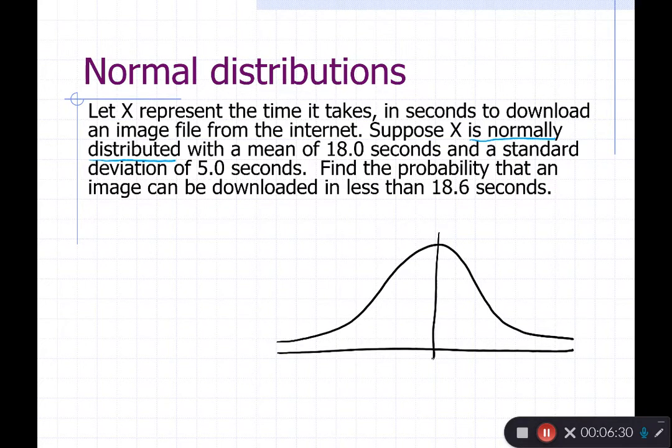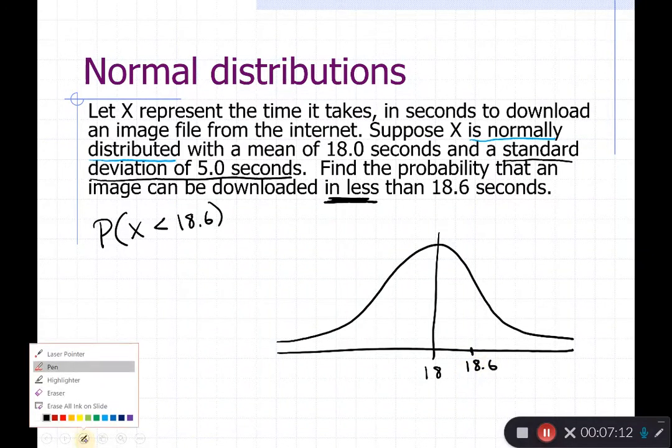We're given that the mean is 18 seconds, and the standard deviation is 5 seconds. We want the probability that an image could be downloaded in less than 18.6 seconds. So we want the probability that X is less than 18.6. All right, so 18.6 is bigger than 18.